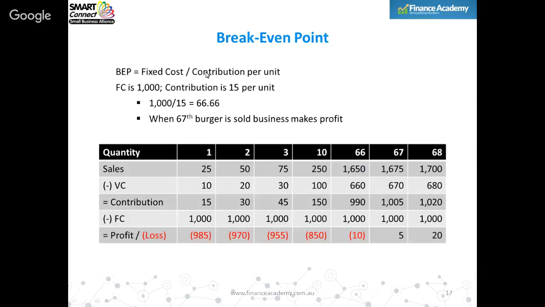Again, as I mentioned before, to calculate contribution, we have to know how much is the variable cost and how much is the fixed cost. Once we know the contribution every sale makes to your business, then it becomes easy to calculate how much you should be selling. Now, for this business, let us say that they want to sell 200 burgers.